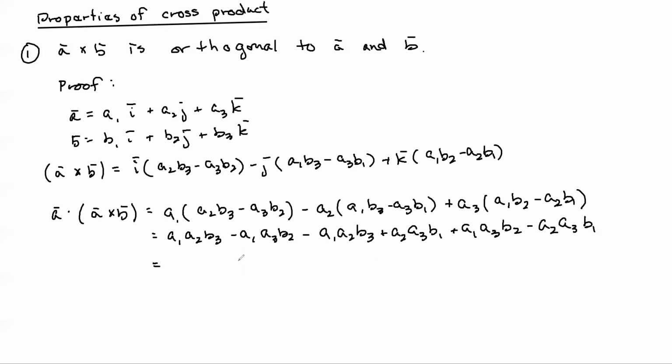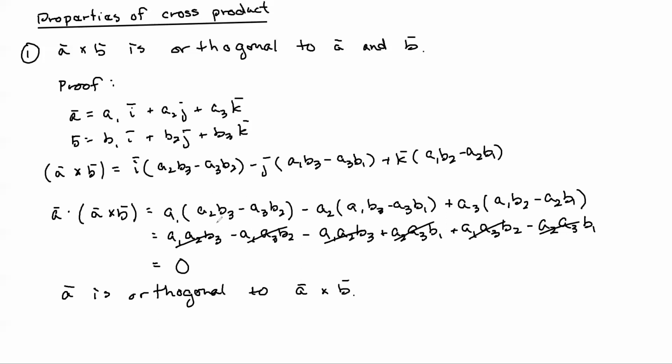And then if we check these, we should have some stuff cancel. So this is A1 A2 B3, this is negative A1 A2 B3, so those cancel. We have negative A1 A3 B2, positive A1 A3 B2, so those two cancel. And then positive A2 A3 B1, negative A2 A3 B1, so those two cancel, and we get 0. So that shows A is orthogonal to A cross B. So we have proven one part of this.